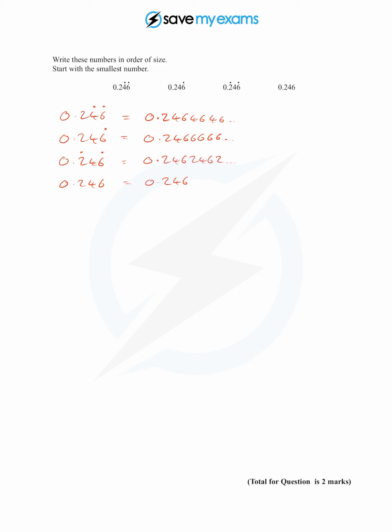So starting with the smallest, let's put them in order of size. Okay, well, it's very clear that that last one, the 0.246, is first because it's got nothing after it, and all of these have a bit more than 0.246. So what comes next? Well, let's look at the fourth decimal place, and that will give it away. Okay, again, it's clear, I hope, that the one with the 2 in the fourth decimal place, so that's this one, will come next.